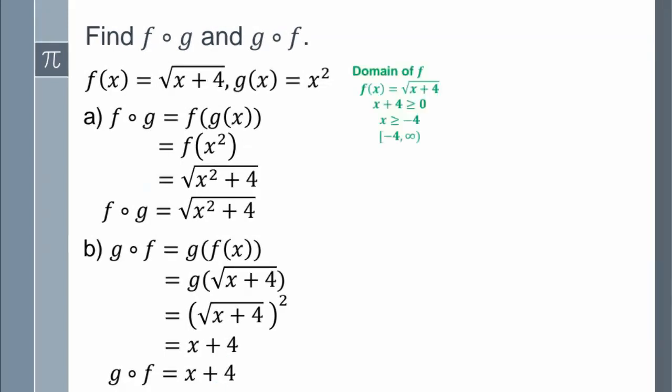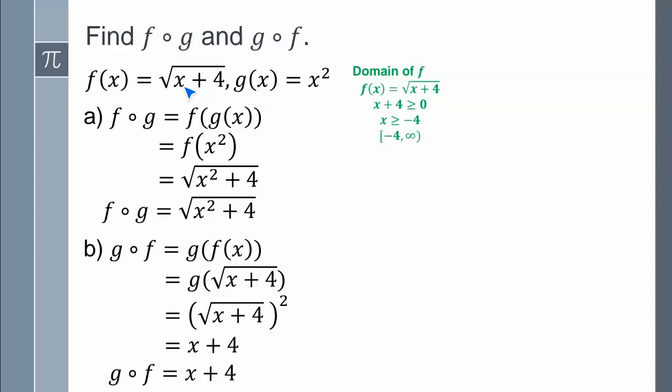And then letter C wants us to find the domain. For f of x, we have a square root. That means we have some restrictions. So we're going to take the radicand, which is the inside of the square root, x plus 4, and set it greater than or equal to 0. If I subtract 4, I get x is greater than or equal to negative 4. So my domain is going to be from negative 4 to infinity.